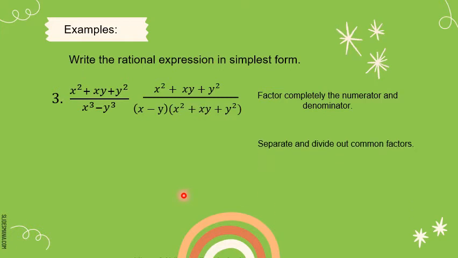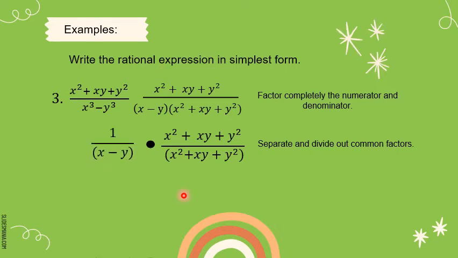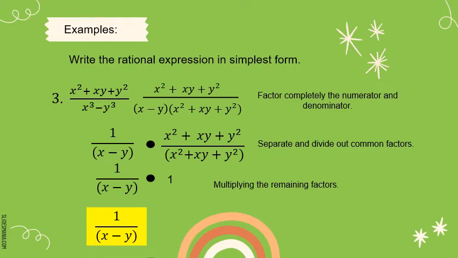So let's do step 2: separate and divide out common factors. Just copy this, write a 1 in the numerator, then over the quantity x minus y. Then copy, and this one becomes 1. Let's multiply, and this is the final answer.